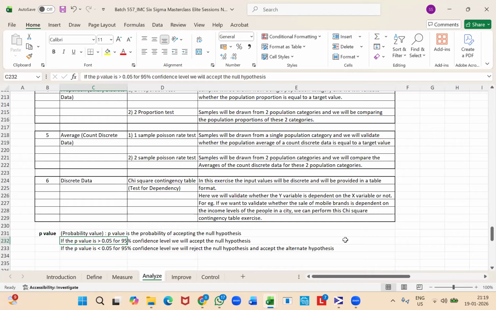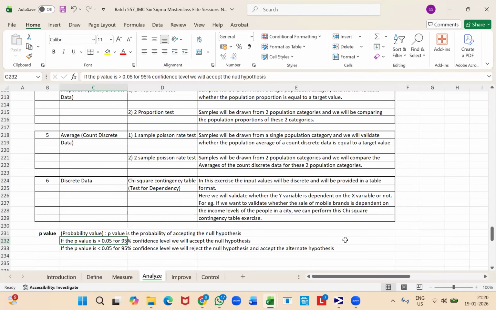On the other hand, if p-value is less than 0.05 for 95% confidence level, we will reject the null hypothesis. So if the p-value is going to be less than 0.05, then the probability of accepting the null hypothesis will become very less. And in that case, you will end up rejecting the null hypothesis and accepting the alternate hypothesis. So this will be the criteria that we will apply by looking at the p-value and take a final call as to whether we are supposed to accept or reject the null hypothesis.